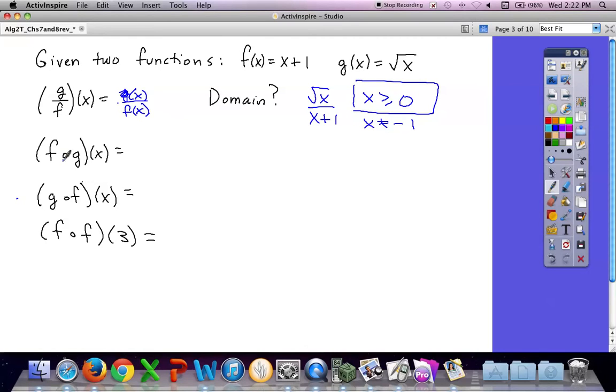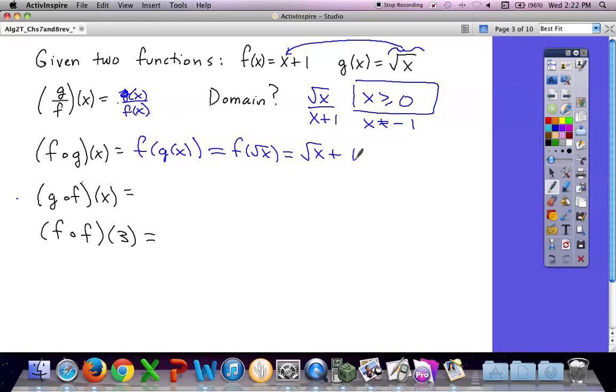All right. So again, what does that little open circle represent? Composition. So we want to say, rewrite it in the way that's more familiar to us. F of g of x. Okay, so how do you do f of g of x? Okay, that is f of the square root of x. So basically it means take this and put it in the place of the x there. What does that look like? The square root of x plus 1.